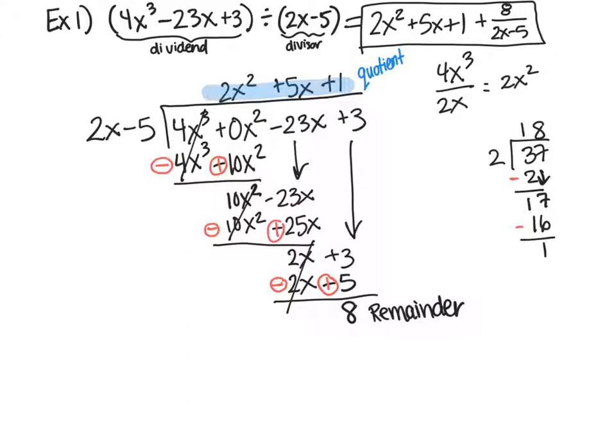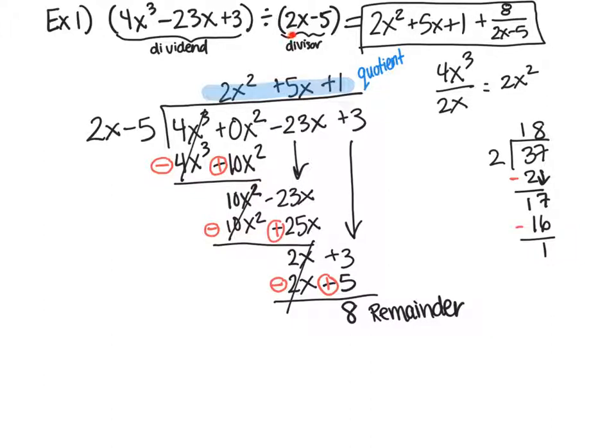This process is called long division. However, there is another type of division that can be used, which is called synthetic division. However, synthetic division can only be used when your divisor, which would be this, is in the form of x plus a number or x minus a number. You could not have a number in front in order to do synthetic division.